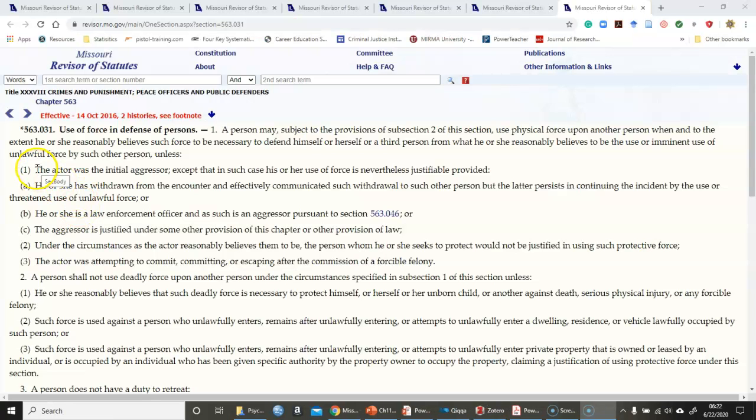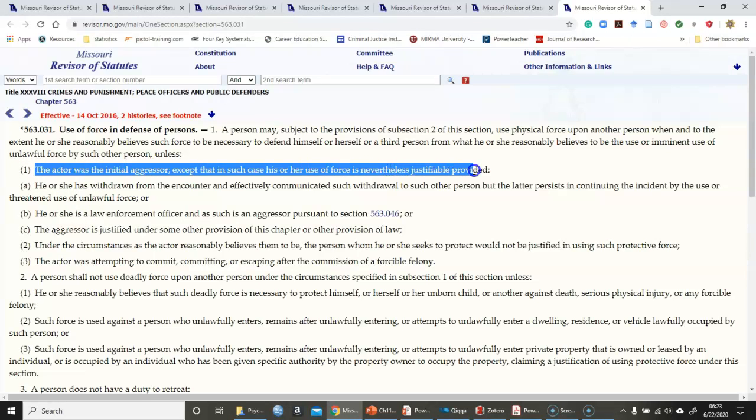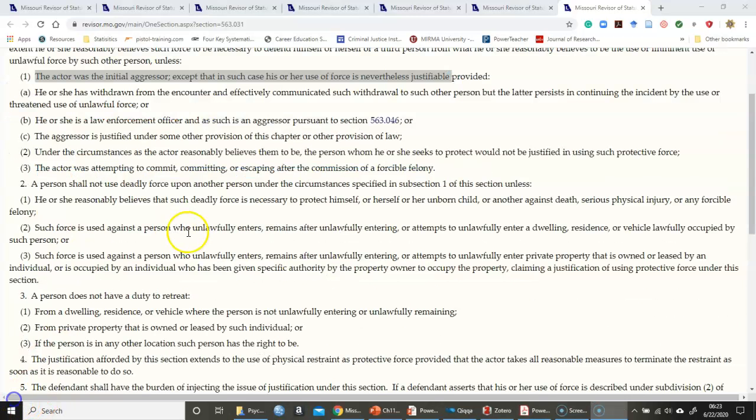And like I talked about a second ago, if the actor was the initial aggressor, except in such cases his or her use of force is nevertheless justifiable, we start looking at this. Was the person that's claiming that defense the initial aggressor? Though we're not going to cover the entire statute, there are a few parts of this that you really need to look at and then go back and read the entire thing yourself.